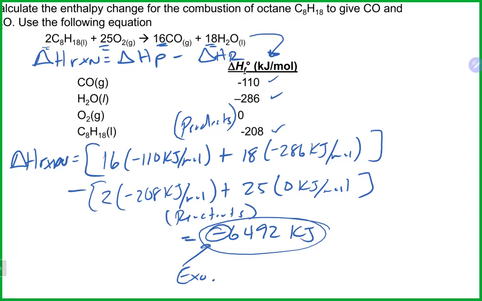By the way, if you're punching all this in at once, you've got to be careful with how you punch it in. Hopefully I did all right, I hope. So you want to make sure you use parentheses and all that good stuff.